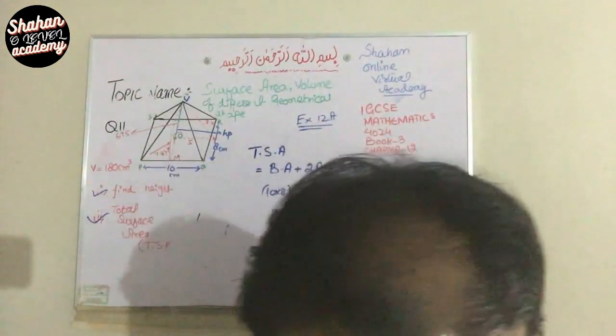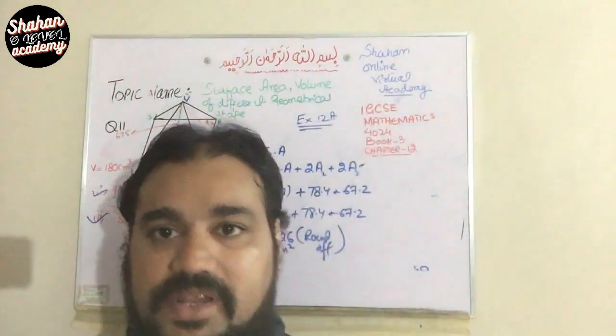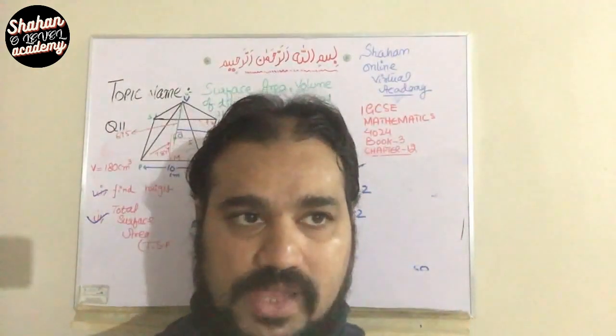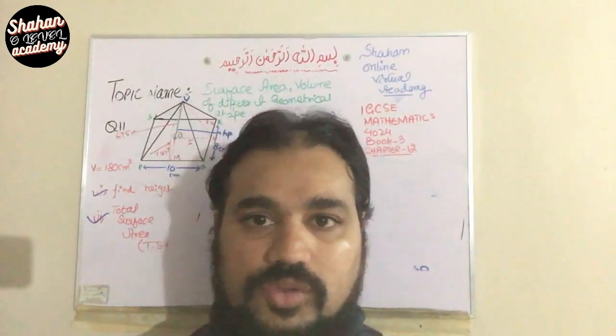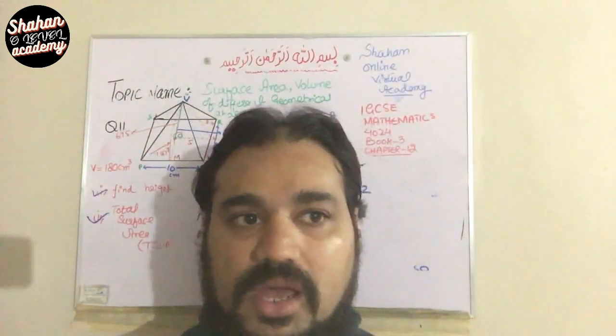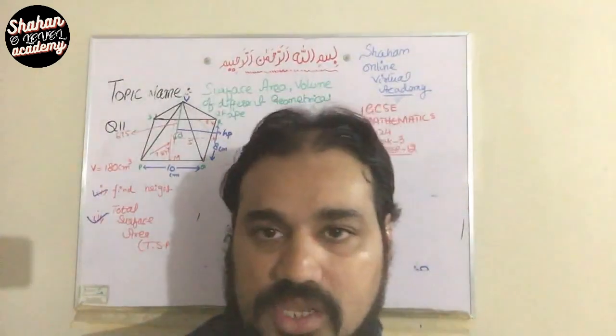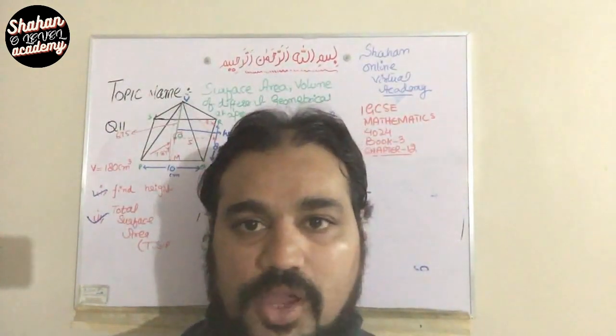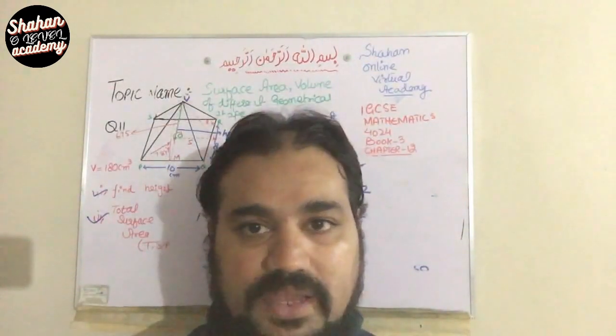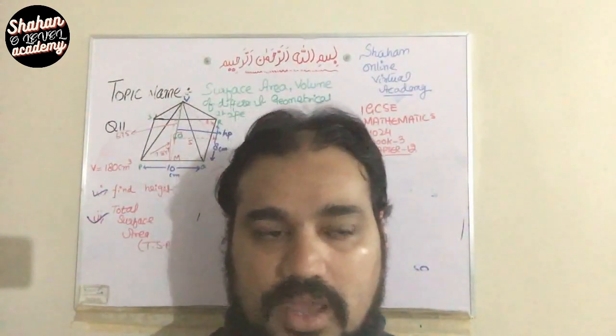So this is the question. Alhamdulillah, we have done it. We have completed 12A, and in the next video hopefully we will go to 12B, which is basically conical shapes, and we will find the area and TSA of the conical shapes, in 12B of the 4024 course level.